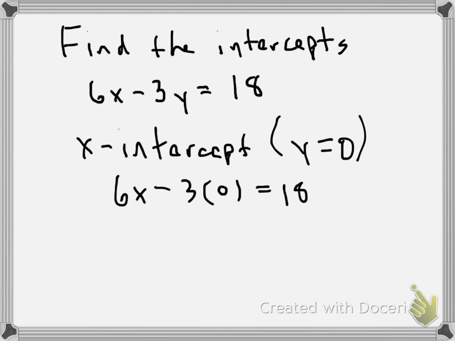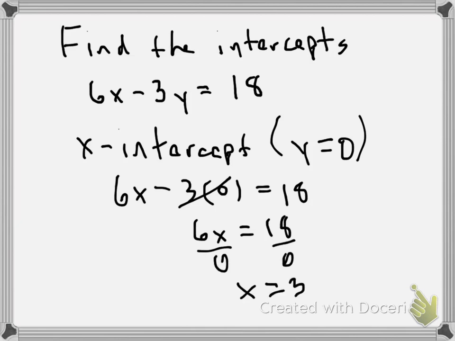To be honest, I wouldn't even write this typically because I know 3 times 0 is equal to 0, right? And anything minus 0, well, that 0 just kind of goes away. It doesn't change our value, right? So this term, a lot of times we'll just say it cancels off. It's just gone, right? And so that'll leave us with 6x equals 18, which is not bad to solve. We'll just divide by 6 on both sides, and we'll get that x is equal to 3.